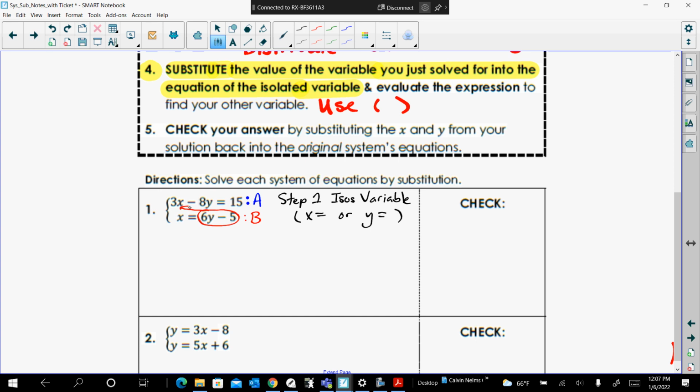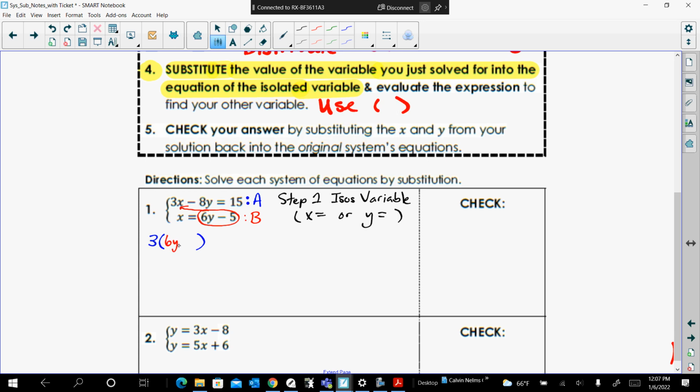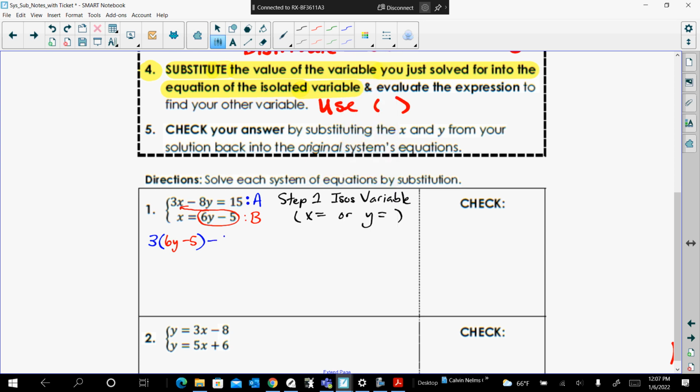Okay, so that means we would have to write 3, then parentheses. Inside that parentheses would go the 6y minus 5. And then we write everything else in equation A, which is 3 parentheses, 6y minus 5, then minus 8y equals 15. That is step 2, substituting the expression of the isolated variable into the equation.